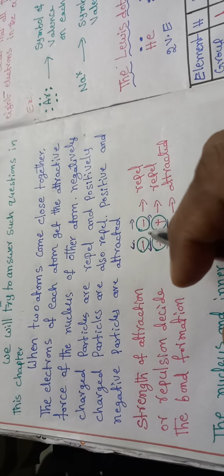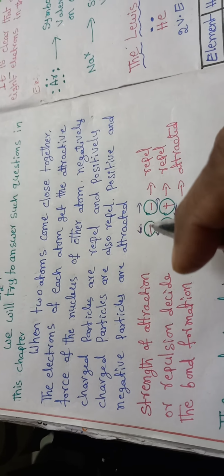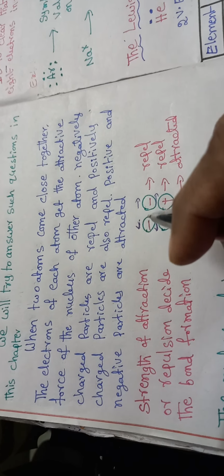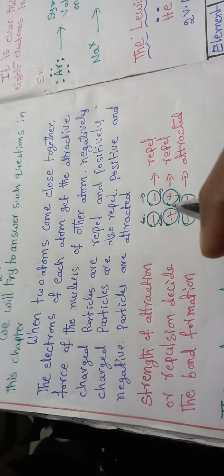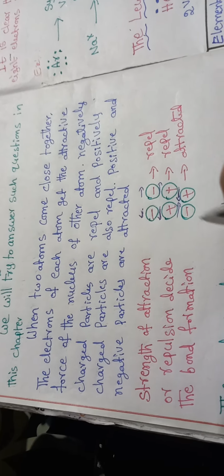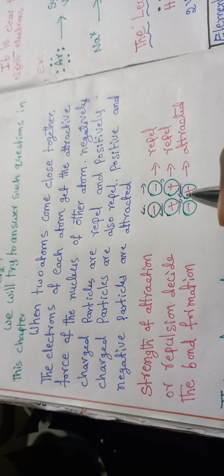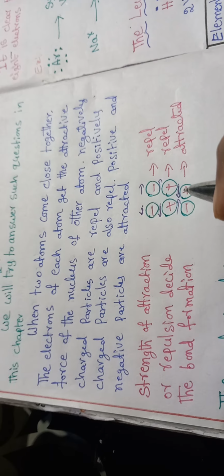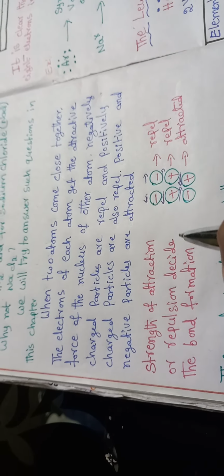Like this, here also when negative particles come together, they get repelled. When positive particles come together, they get repelled. But when negative and positive particles come together, they are attracted. So the strength of attraction or repulsion decides the bond formation.